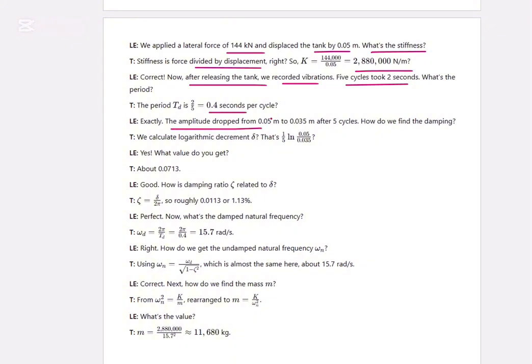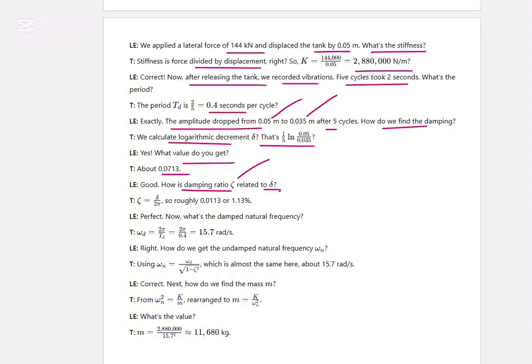The amplitude dropped from 0.05 to 0.035 after 5 cycles. How do we find the damping? So we calculate a logarithmic decrement. That's 1 divided by 5 into natural logarithm of 0.05 by 0.035 for 5 cycles. That's why 1 by 5 we are putting it. Otherwise, it's simply natural logarithm of 0.05 by 0.035 between two successive vibrations, but it takes 5 cycles. What value do you get? It's 0.073. Good.